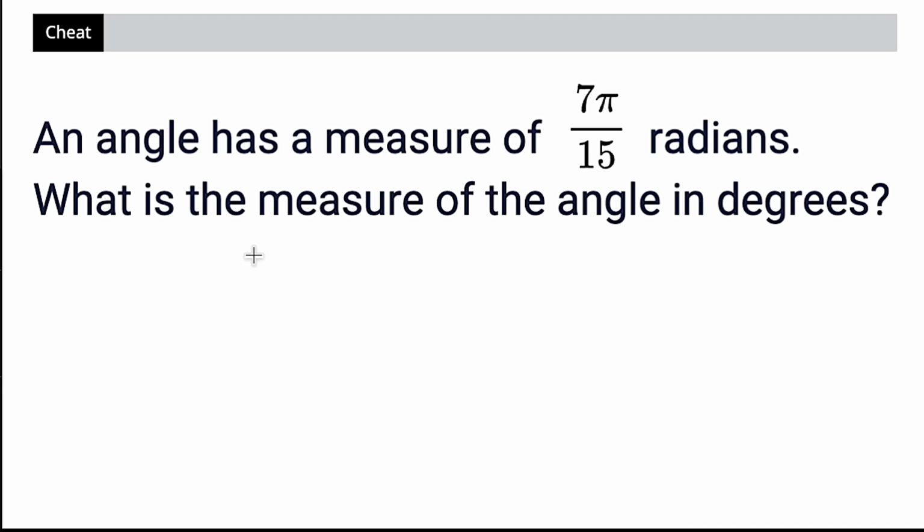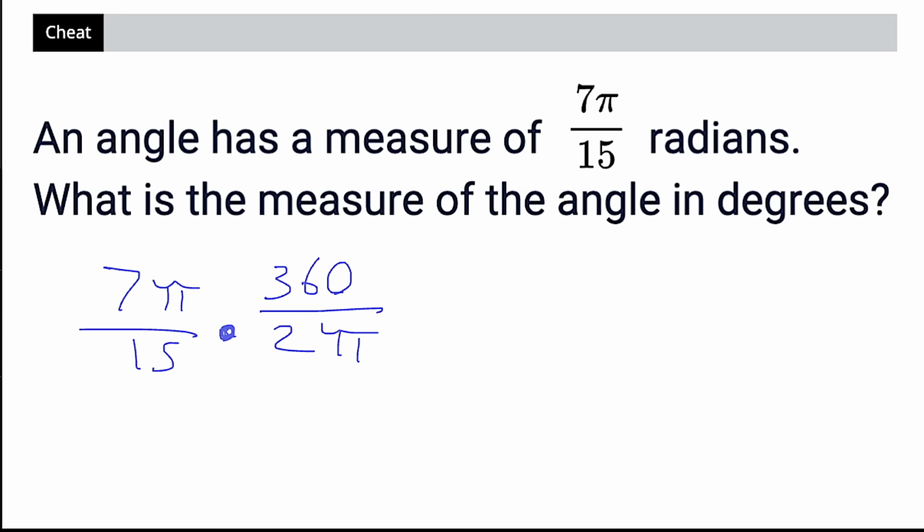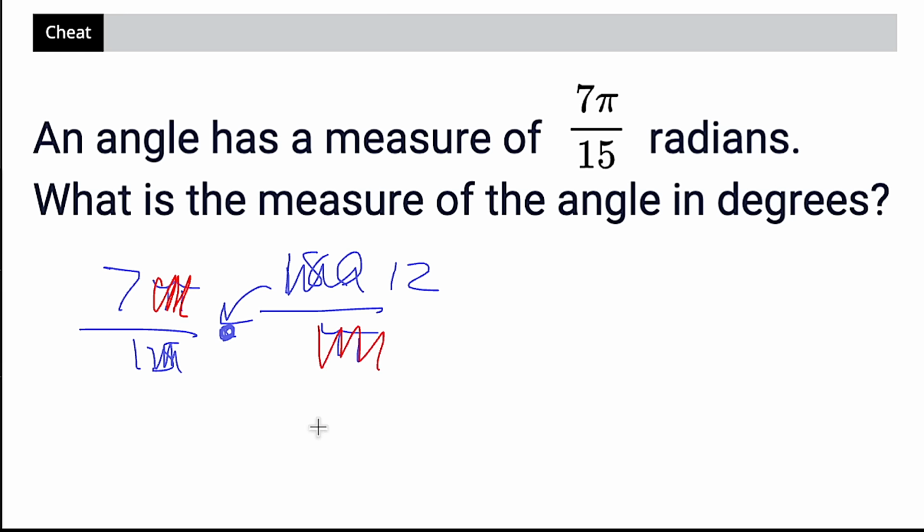So let's set this up. If we have 7 pi over 15 radians, we can multiply that by 360 degrees for every 2 pi radians. Or if we wanted, we could think of it as 180 degrees for every pi radians. I like smaller numbers. Speaking of smaller numbers, we can simplify this a bit too, because 180 divided by 15 is 12 over 1. We can also eliminate pi because it shows up in the numerator and denominator. So we're basically just left with 7 times 12, which is 84. So our answer is 84.